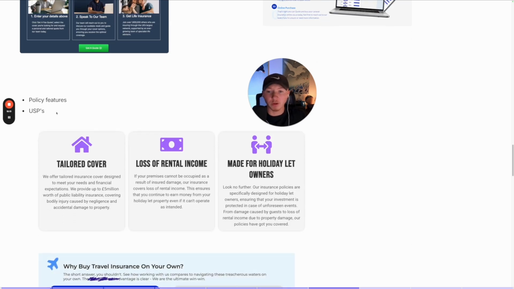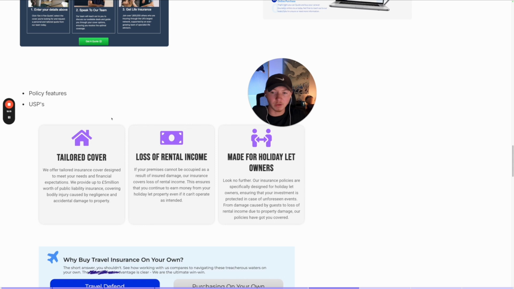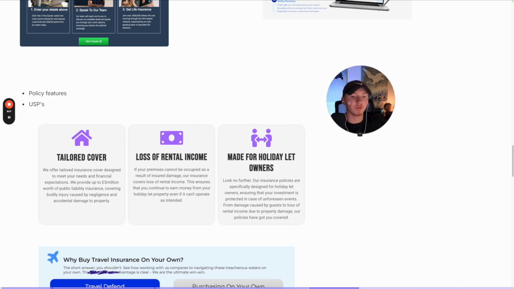Other things we're doing is highlighting policy features and USPs, unique selling points. So there's certain policy features that the client gets that is slightly bespoke, then you want to be able to highlight that. You want the policy features to talk directly to the individual that it is. So for example, as a landlord, you're wanting to talk about landlord policy features. So you're wanting to convey policy features correctly, USPs to people.